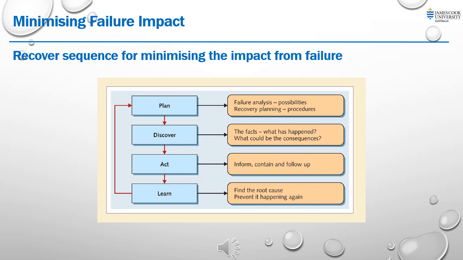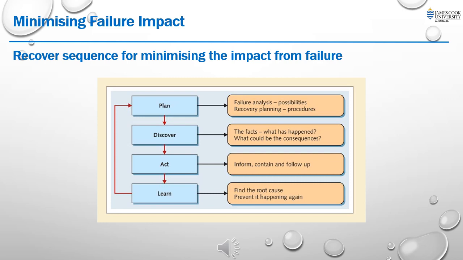The recovery sequence for minimizing the impact from failure involves four steps. The first step is plan. Develop a plan for responding to failure. This plan should outline the steps that will be taken to mitigate the impact of a failure and should include a communication plan to keep stakeholders informed.